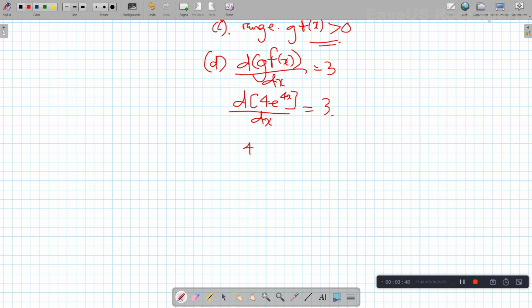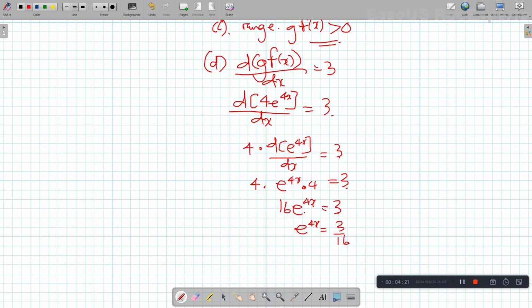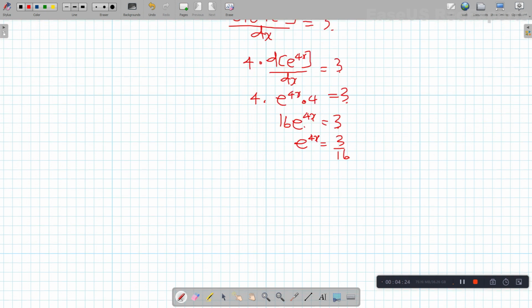When you differentiate, you can take out 4 and then differentiate e to the power of 4x, equals 3. So you get 4 times e to the power of 4x, differentiate 4x gives you 4, equals 3. Therefore 16e to the power of 4x equals 3. Therefore e to the power of 4x equals 3 over 16. Now if I want to find 4x, 4x equals ln of 3 over 16.